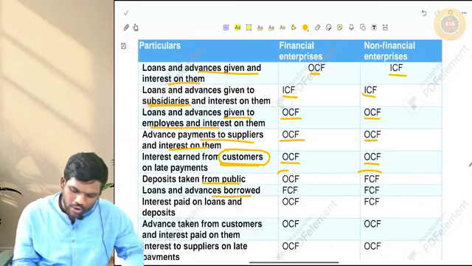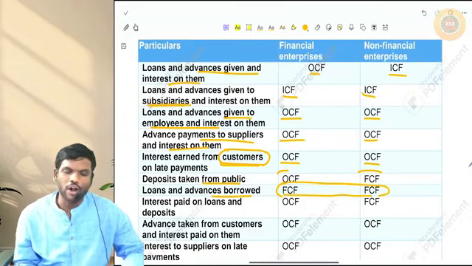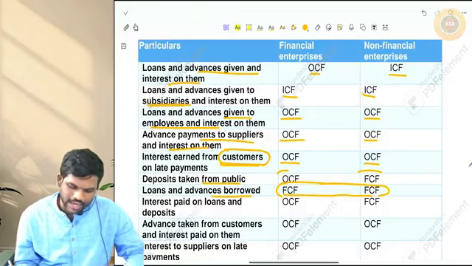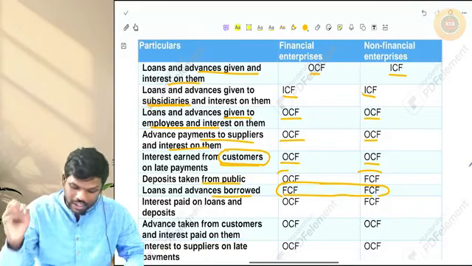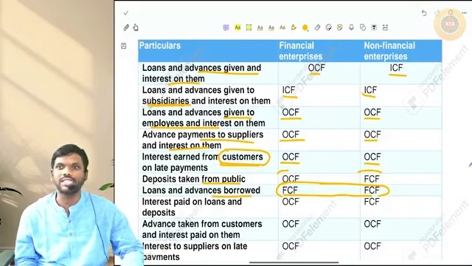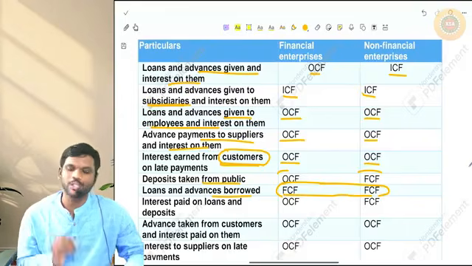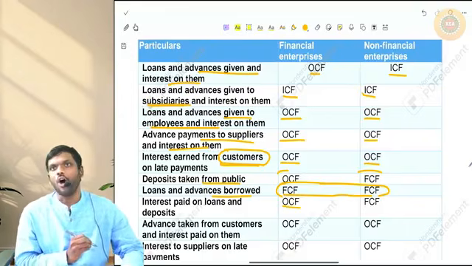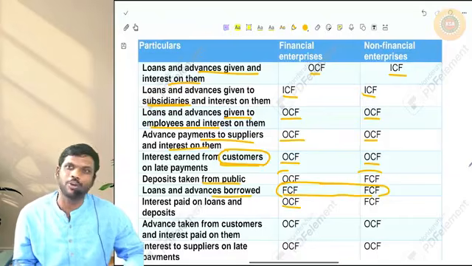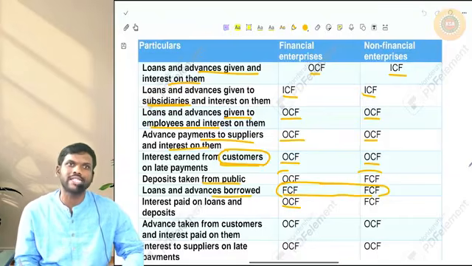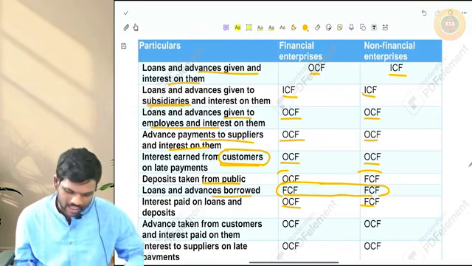So loan borrowed will be a financing cash flow for both financial and non-financial enterprises. Interest paid on loans, obviously. Now for financial enterprises, whatever deposits they borrow, that is a part of their operating activities. So any interest paid on that will also be a part of operating activities. For non-financial enterprises, borrowing deposits or borrowing loans is a part of financing activity. So any interest paid on them is also a financing activity.